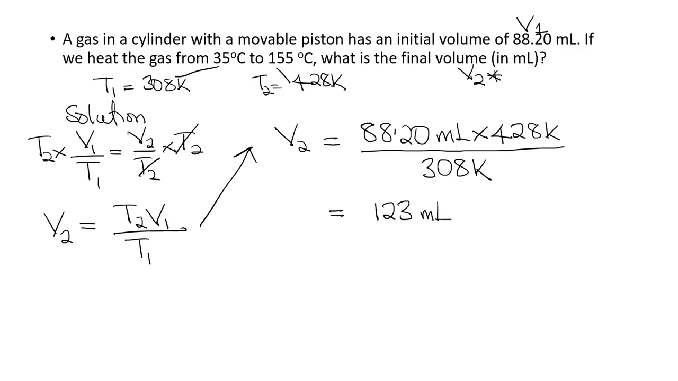Actually, I will change this one to 3 significant figures so that I have my answer to 3 significant figures. So 35.0 degrees Celsius. So our answer will be to 3 significant figures, in this case 123 milliliters. That's how we solve Charles' law problems.